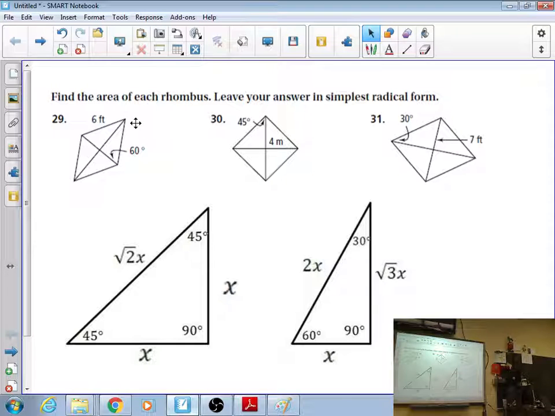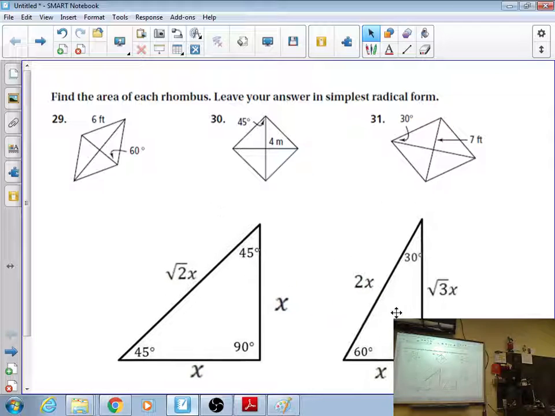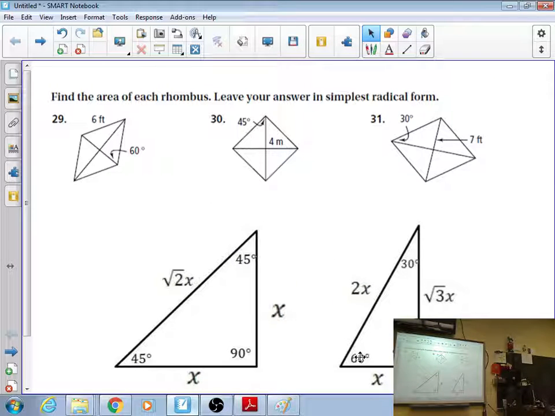So, do I know these diagonals? No. But what I do know is all my edges. Could you relate a special right triangle rule and knowing those edges to help us solve this problem? I'm hoping it's like the second right triangle rule, the one on the left. This one has 60 degrees and so does this one. It's got 60 degrees and so does this one.